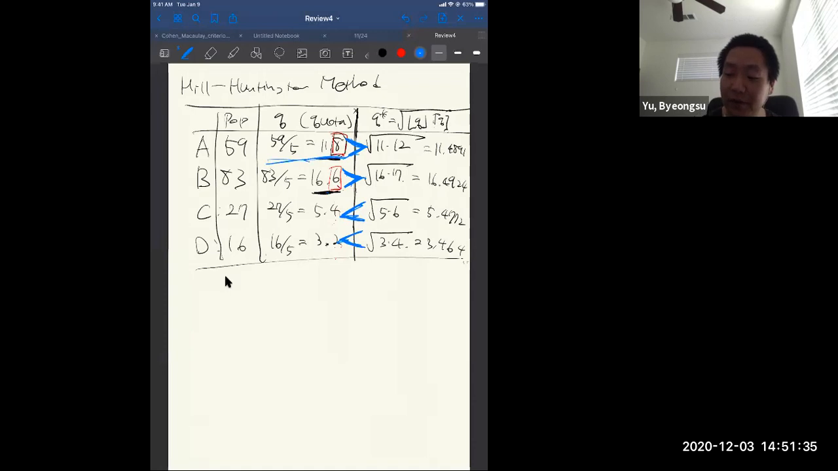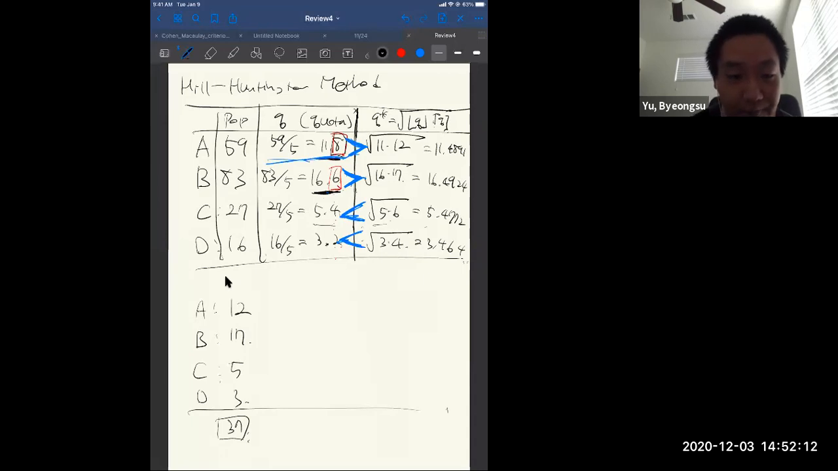So for the first two cases, you need to round up. So A will get 12 computers, and B also will get 17 computers, which is just rounding up 11.8 and 16.6. But in the below two cases, they are less than Q star, so you need to round down. So you get 5 and 3. Then if you add all the numbers, this is the number of computers here. So we are done, right?